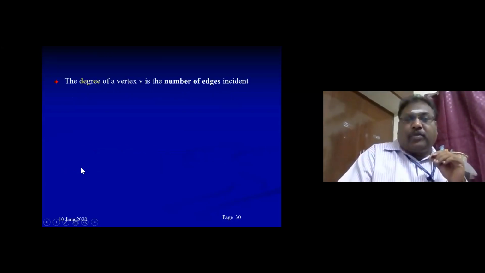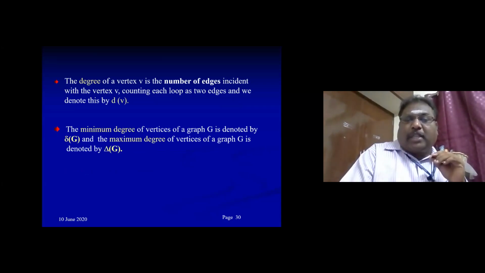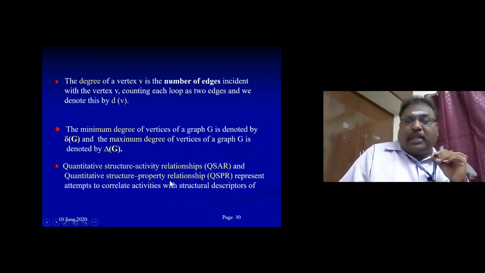As we mentioned earlier, the degree of a vertex is one useful concept which we require. The minimum degree is delta, and the maximum degree is capital delta. Quantitative structure-activity relationship is one major area in physical chemistry, and quantitative structure-property relationship as well. All these represent correlating the activities of chemical compounds.